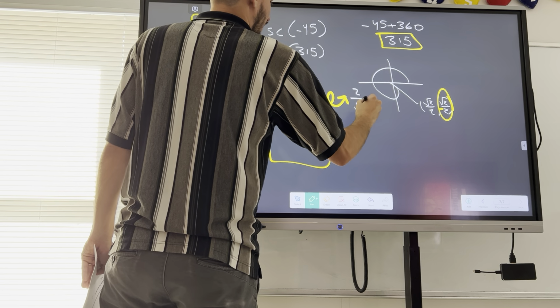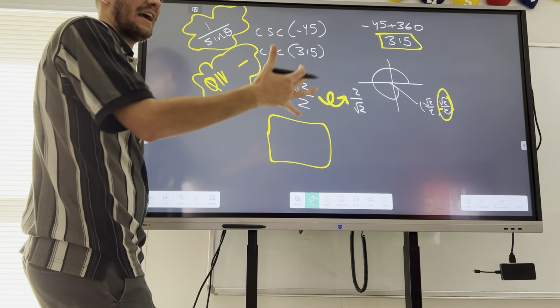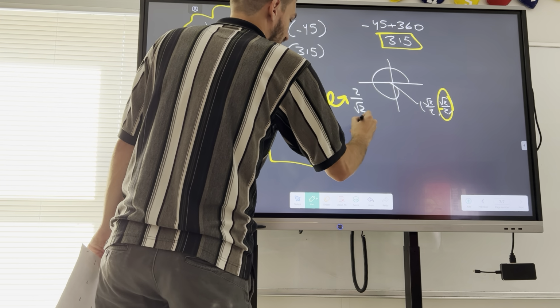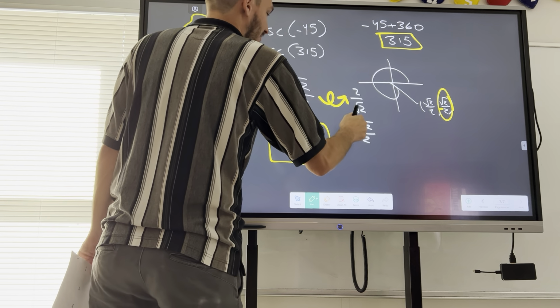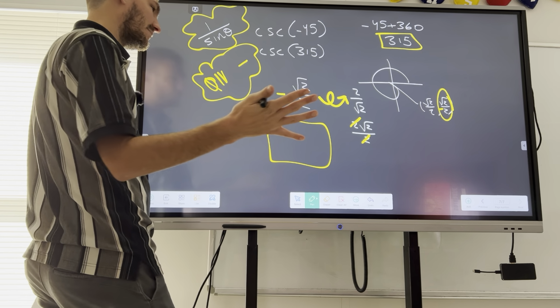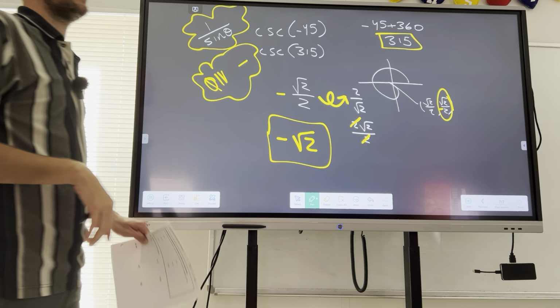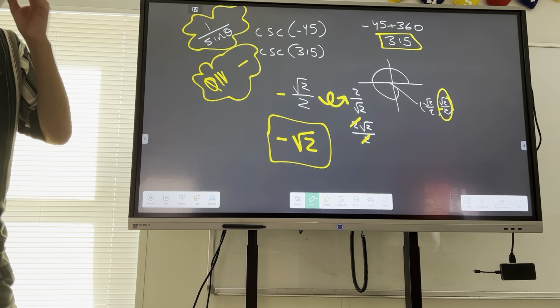2 over square root 2, ew, rewrite it, then simplify it, because next up I'm going to get 2 square root 2 over 2, and then the 2's are going to cancel, that's what we did on the warm-up. Final answer, negative square root 2. That is the cosecant.